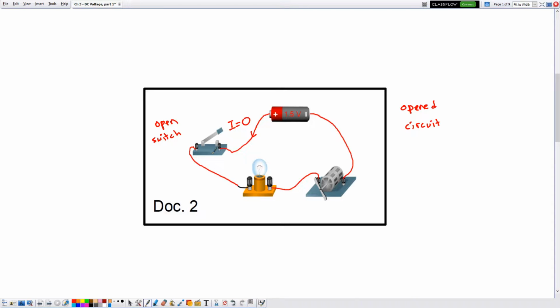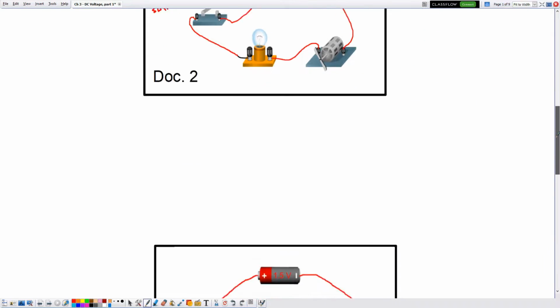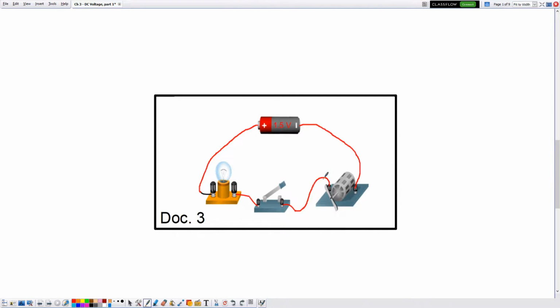So the open switch doesn't allow an electric current to pass through, and this is independent of the position of the switch. Now suppose that we place the switch between the lamp and the motor. In this case, the switch is an open switch, and this circuit is an open circuit. The lamp and the motor are not connected anymore, and the value of the electric current in this circuit will be 0.